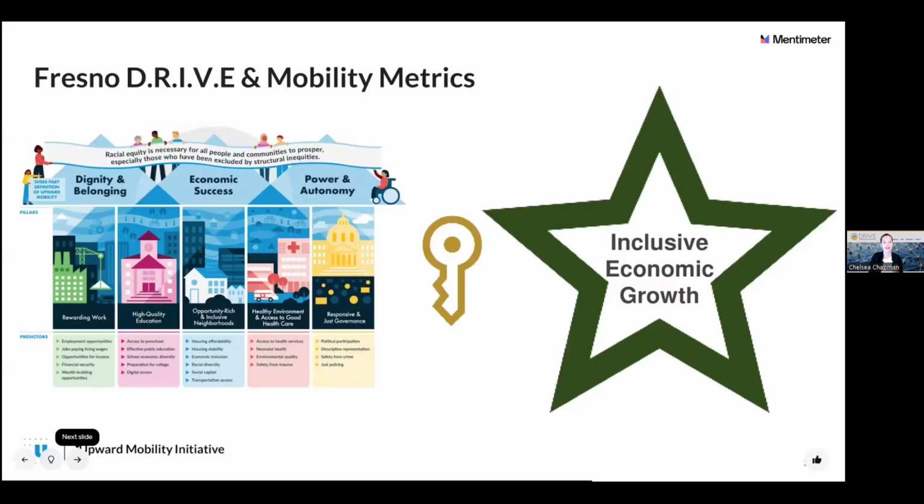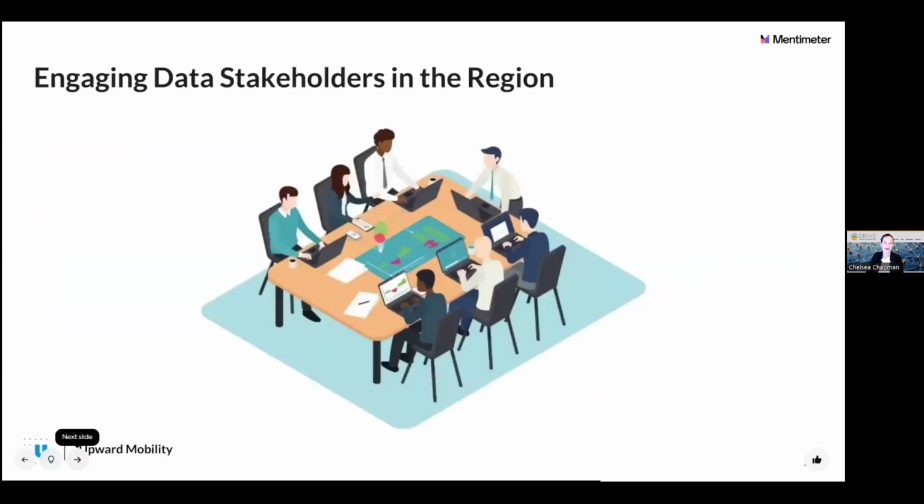We've used the data from the mobility metrics and found that this was key to tracking Fresno in terms of our ultimate goal, this inclusive economic growth in the region. Next slide. We knew we wanted to develop a locally tailored version of Upward's National Data Dashboard, featuring the mobility metrics with a few tweaks that made sense for Fresno.